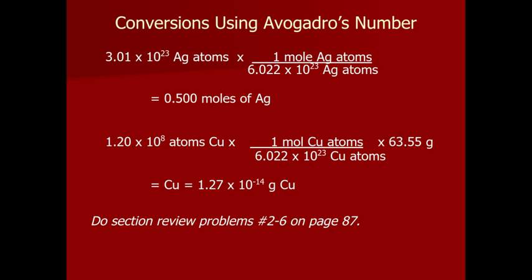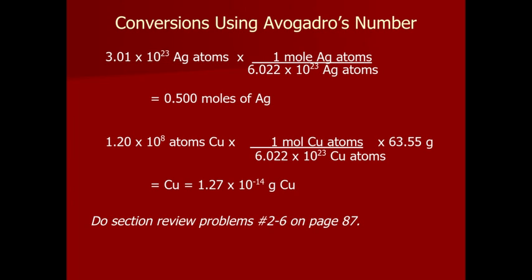Then my second example here, I have 1.20 times 10 to the 8th atoms of copper. Yet again, I'm starting with atoms and I need to figure out how many moles, and then how many grams. So this is a 3-step problem pretty much, because I can't skip steps. What I have to do is go from atoms to moles and then moles to grams. So here I have 1.2 times 10 to the 8th atoms divided by 6.022 times 10 to the 23rd.